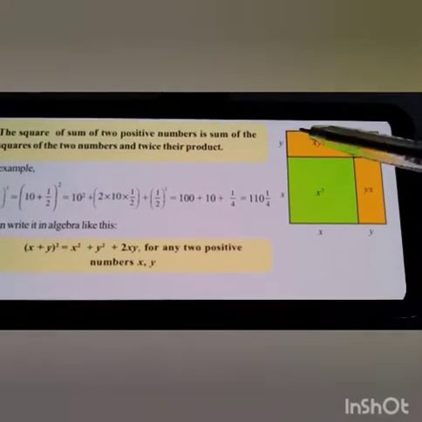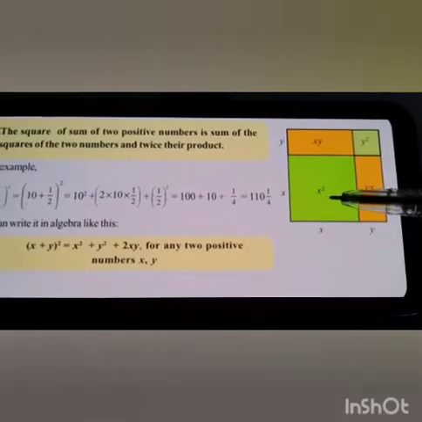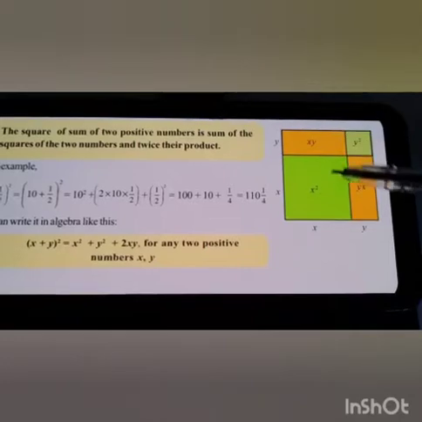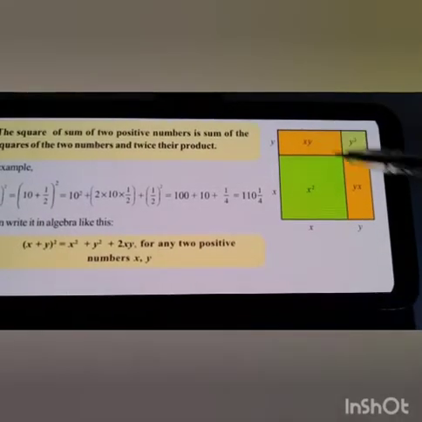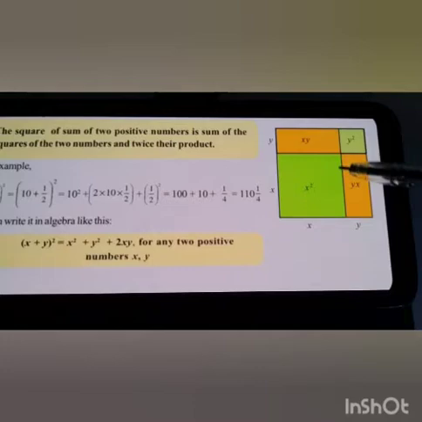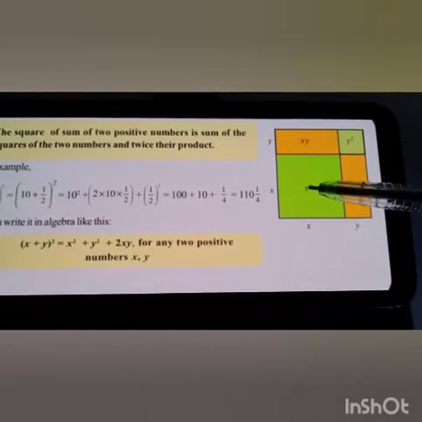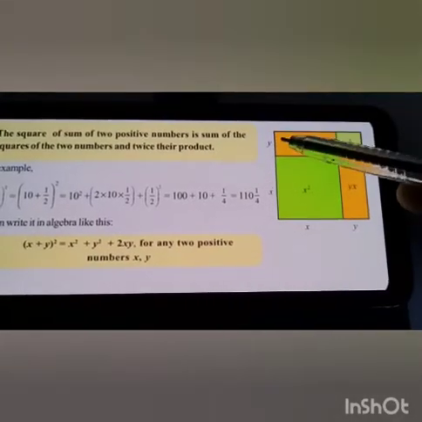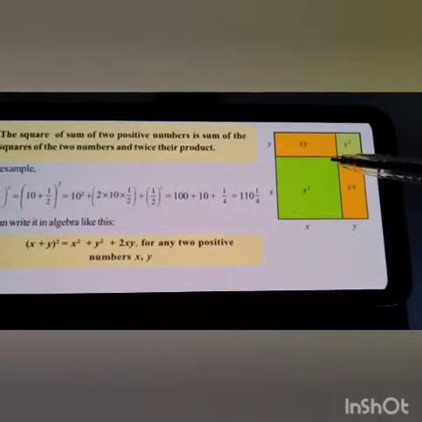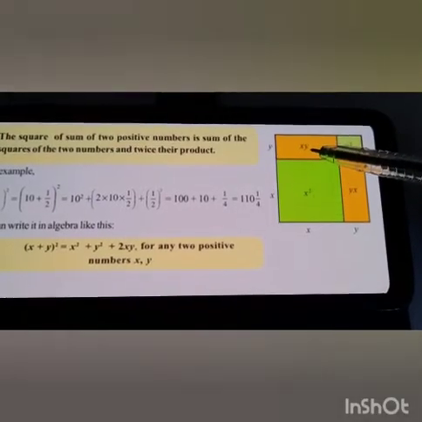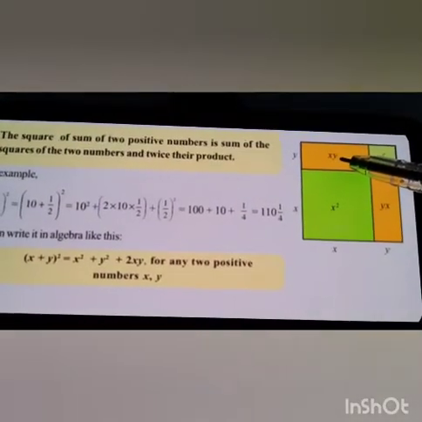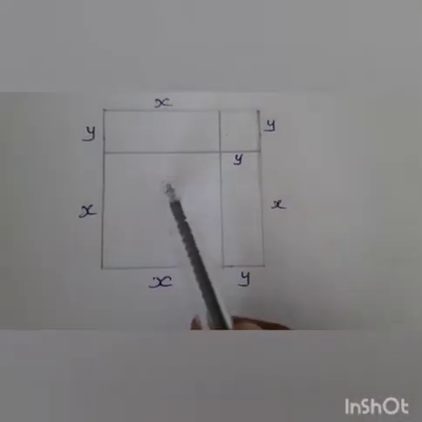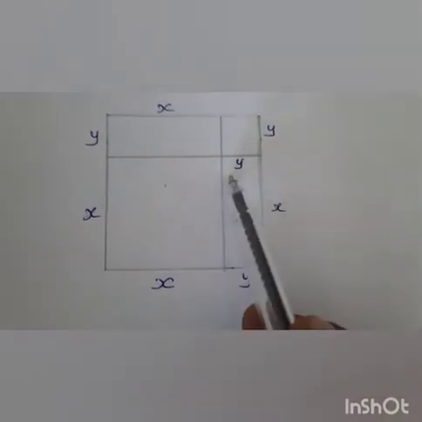See here in this square, this is the biggest part, x square plus y square plus xy plus xy, that is x square plus y square plus 2xy. So this is a square. The area of the square is x square. This is a rectangle. Here the breadth is y and length is x. So length into breadth of a rectangle is xy. You can see this bigger square. We are splitting it into two small squares and two rectangles.